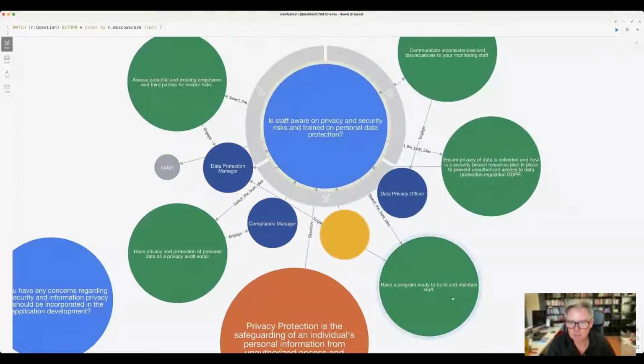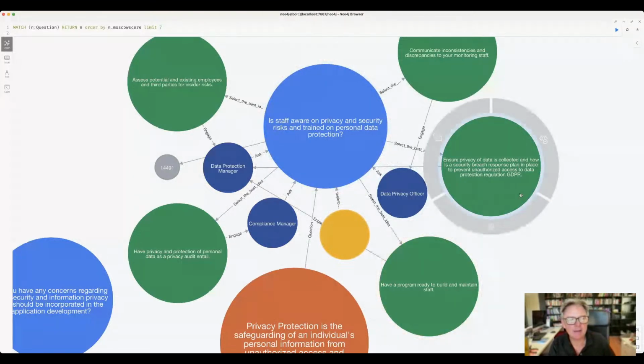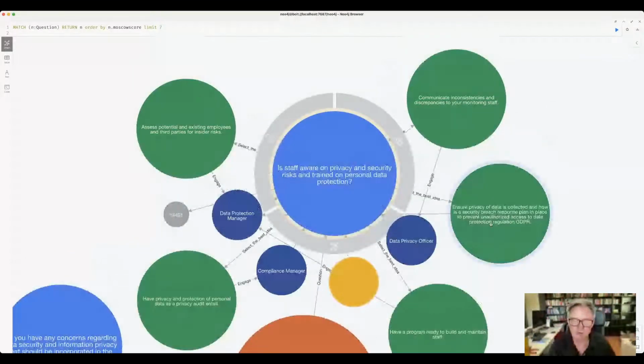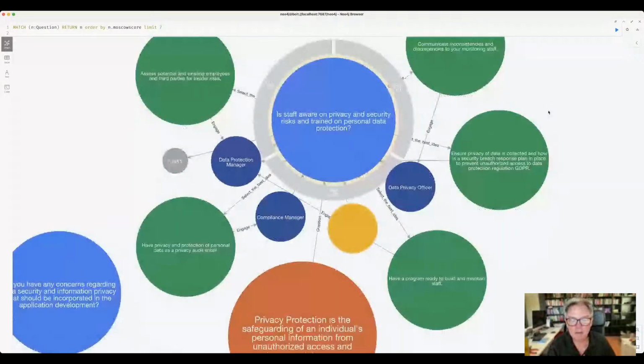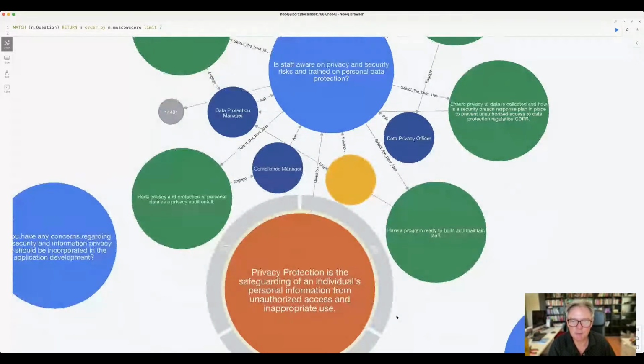Staff aware on privacy and security risks and trained on personal data protection. Have a program ready to build and maintain staff and make sure that you're doing this. Ensure privacy of data is collected. And is a security breach response plan in place to prevent unauthorized access to data protection regulation? And have a look at the GDPR, for instance, data protection. That's an EU regulation, the GDPR. This relates to privacy protection, the safeguarding of an individual's personal information from unauthorized access and inappropriate use. So that's data privacy. Pretty straightforward.